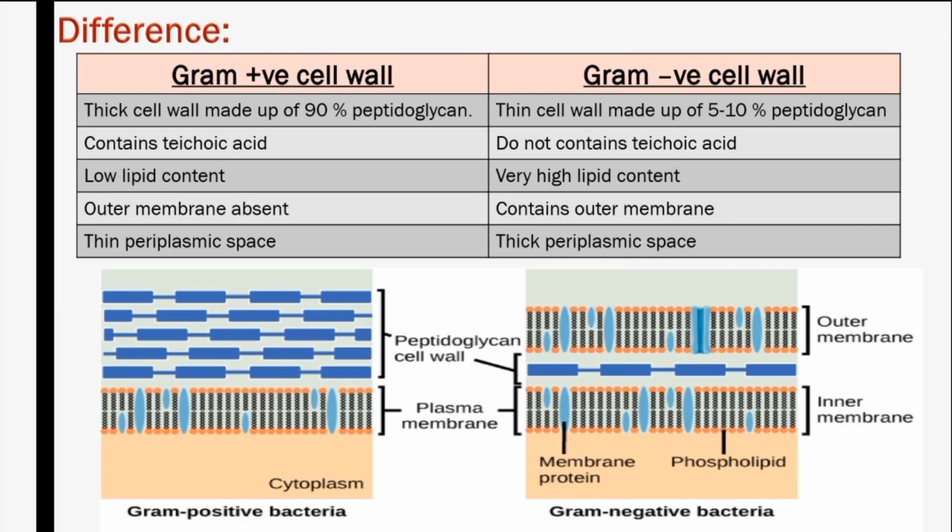Gram-negative cell wall. The cell wall is thin, made up of 5 to 10% peptidoglycan, does not contain teichoic acid, very high in lipid content, contains outer membrane and thick periplasmic space.